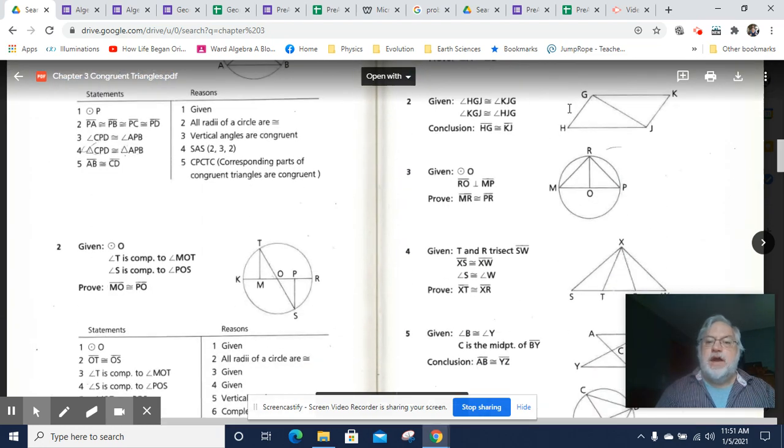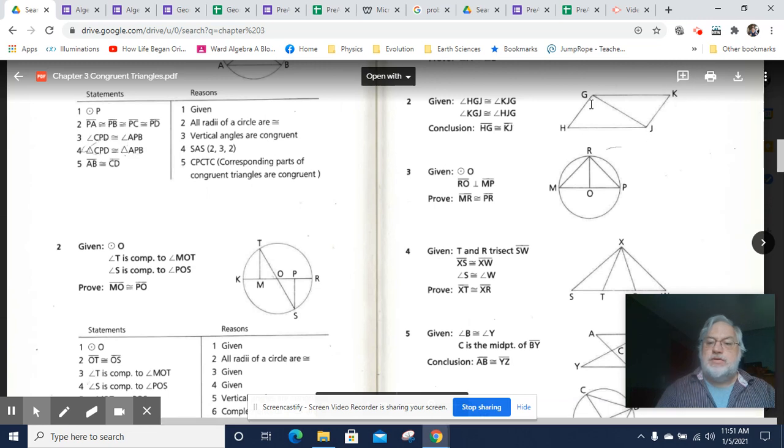I'm going to do maybe one or two quick examples from the even problems. So number 2, we've got given HGJ and KJG are congruent. So we know this angle and this angle are congruent. We know that KGJ and HJG are congruent, so we know these two angles are congruent. We want to prove that HG is congruent to KJ.